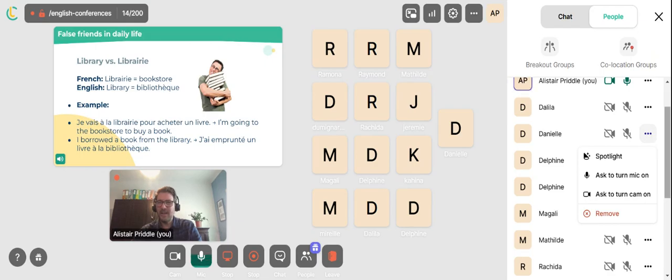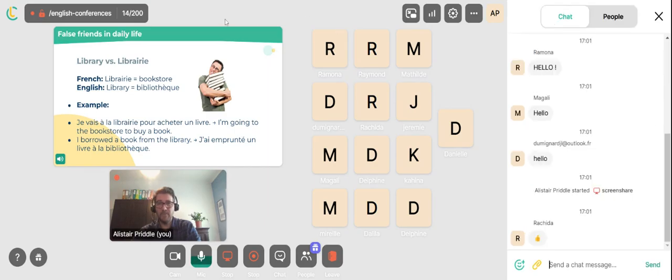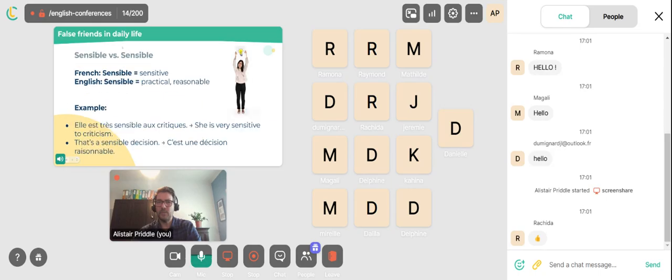Okay, so example. Je vais à la librairie pour acheter un livre. I'm going to the bookstore to buy a book. I borrowed a book from the library. J'ai emprunté un livre à la bibliothèque. So, library versus librairie. Here we go. Here's the next one. Sensible versus sensible. French, sensible, this is sensitive. In English, sensible means practical or reasonable.